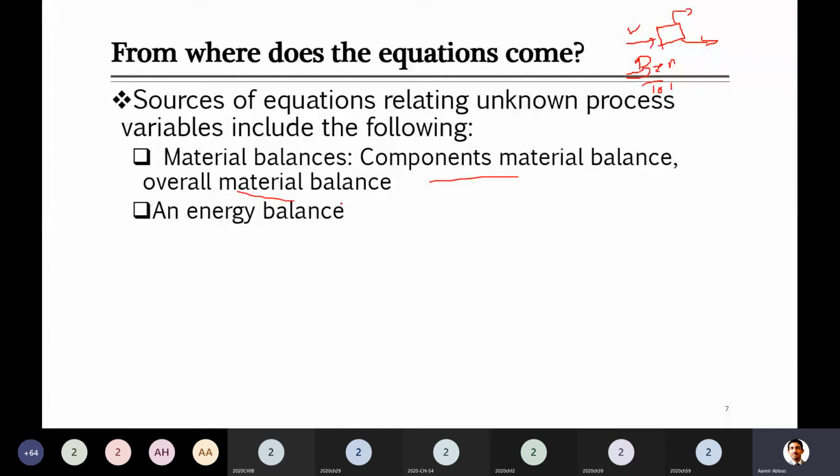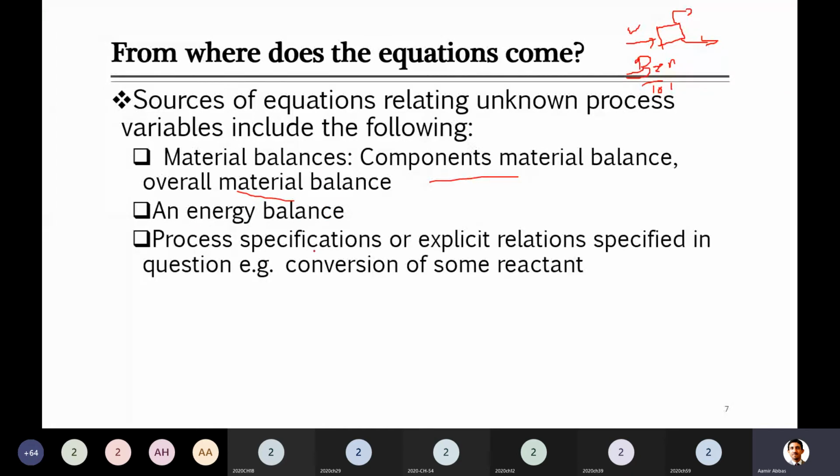In a material balance problem, definitely you will not be writing an energy balance equation. Later, something which is specified, for example, process specification or explicit relation specified in the question. Explicit relation is something which is clearly mentioned in the question. For example, I told you last time that sometimes you can be given, for example, conversion of methane is 74%. So this is one equation now, that conversion is equal to 74.